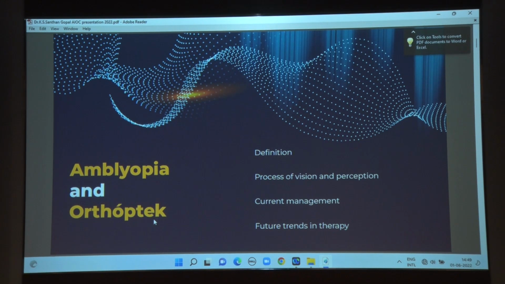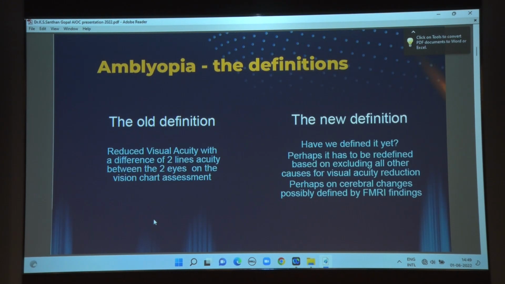So you need to know the proper definition of amblyopia, and you need to know the process of vision and the process of perception. You need to know what the current management is, whether it is treatable at all, and what the future trends are in the management of amblyopia. The old definition has to die. Any old textbook, any old definition has to die. There is no alternative, because as our knowledge base improves, we realize that it is no longer the truth. That's what the Veda also say: you believe in something and you believe truly until you find a better truth.